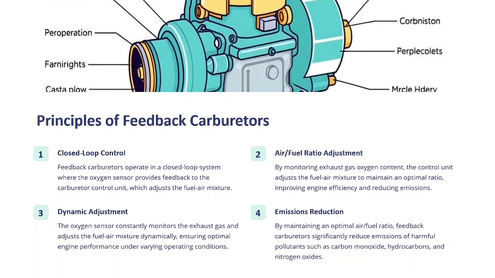Then air fuel ratio adjustment. By monitoring exhaust gas oxygen content, the control unit adjusts the fuel air mixture to maintain an optimal ratio, improving engine efficiency and reducing emission.